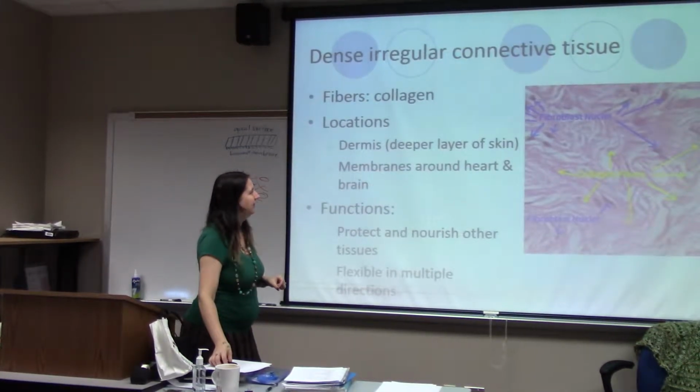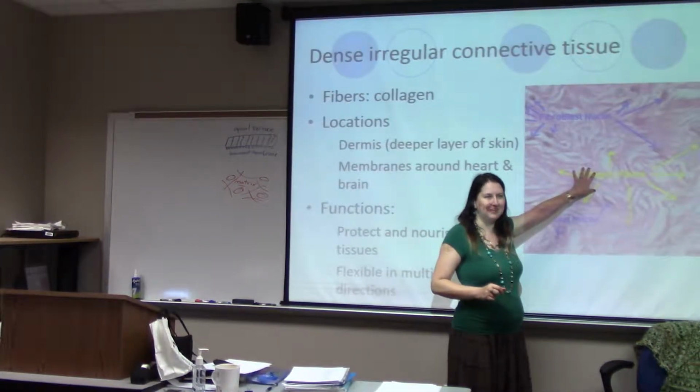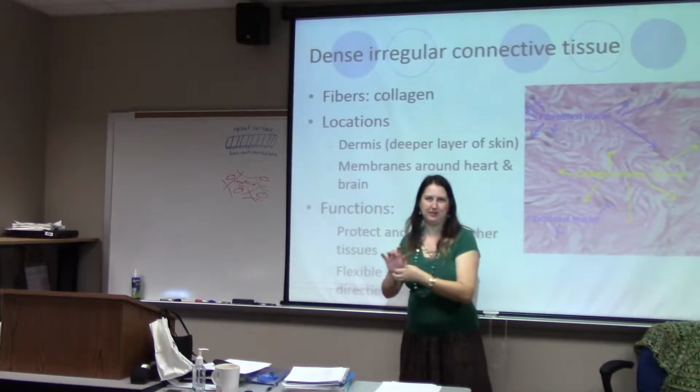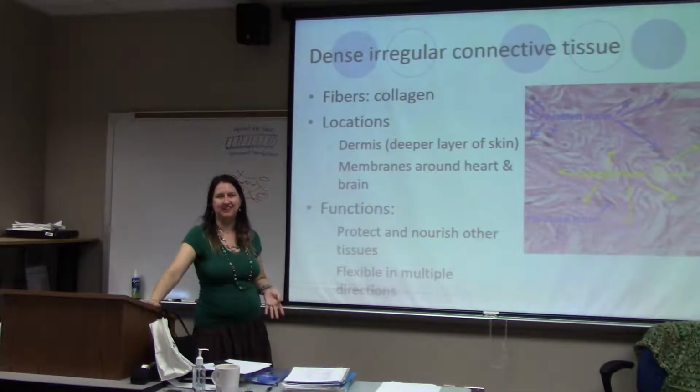Dense irregular kind of just looks like a scribble, but a tightly packed scribble. And that's the collagen going every which way. And sometimes there's elastic in there. Sometimes you can see it, sometimes you can't.